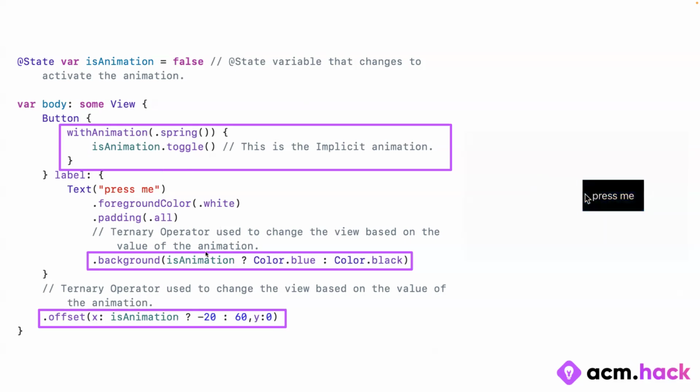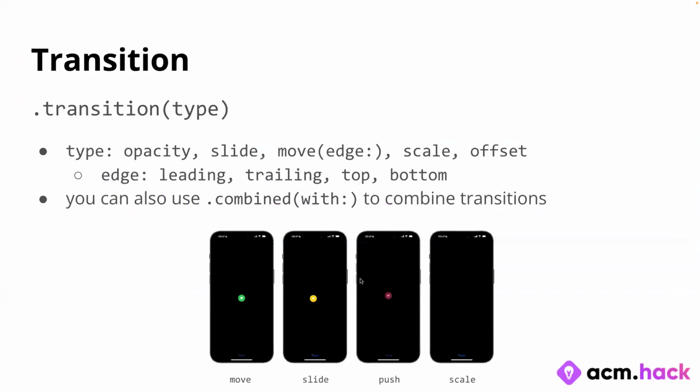And then here we're also doing something very similar with the background. So based on is animation, we'll be changing it from blue to black, black to blue. And then we have this offset thing, which is just changing the position. You can see that it's moving from left to right whenever you press it. So yeah, sometimes it's a bit different, but they can accomplish pretty similar stuff. And that's it for animations. So I'll be talking about transitions next.